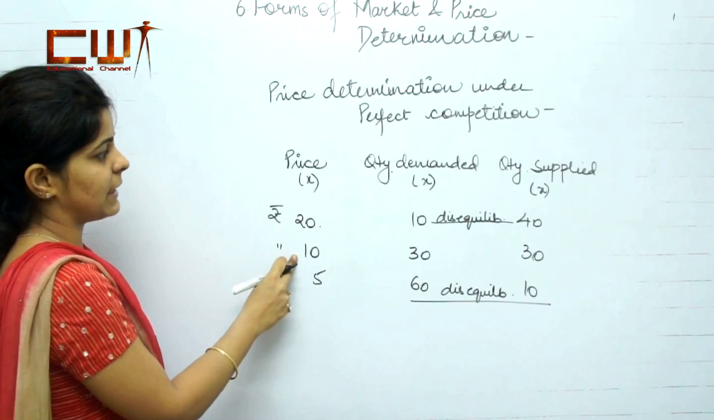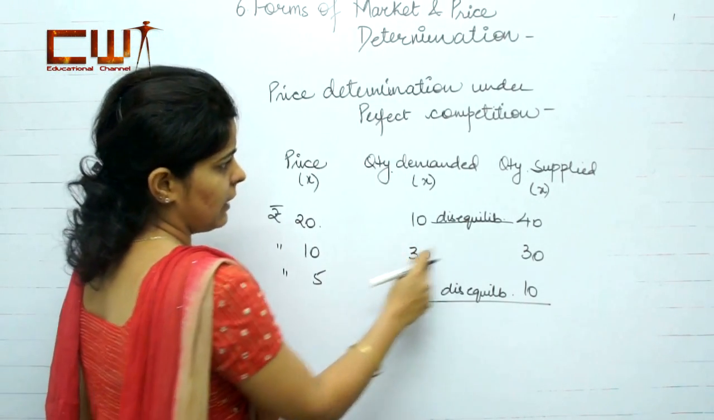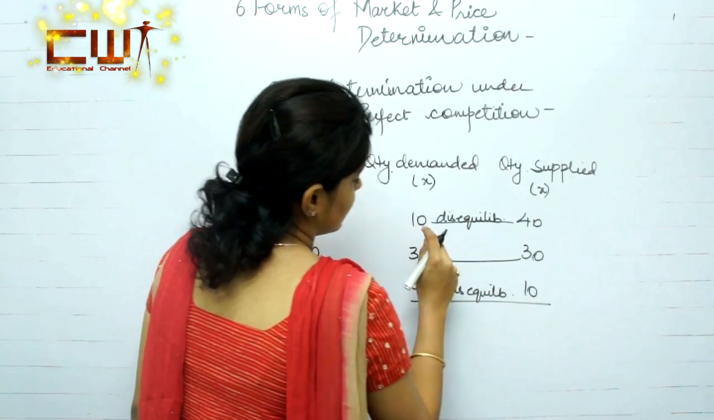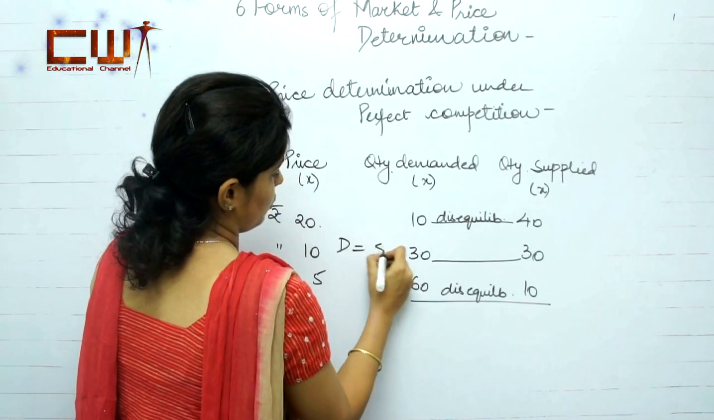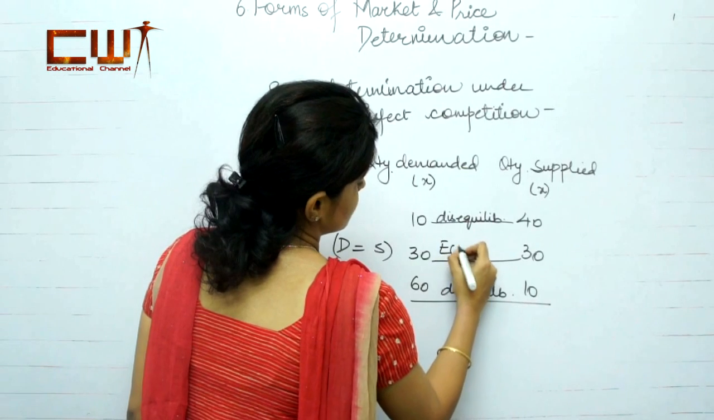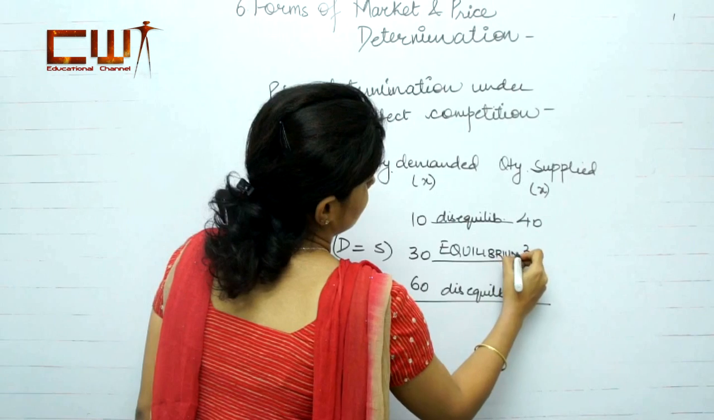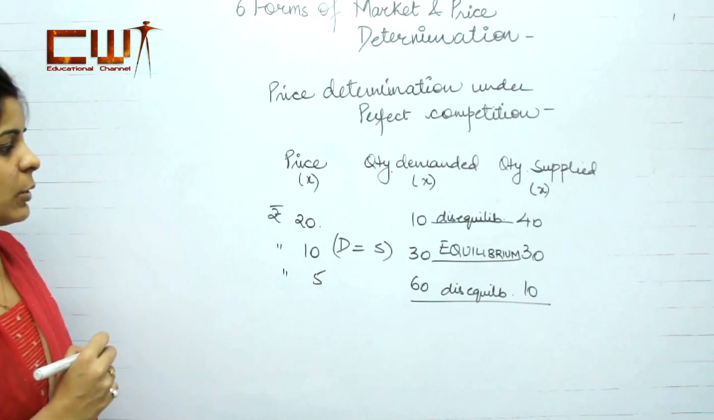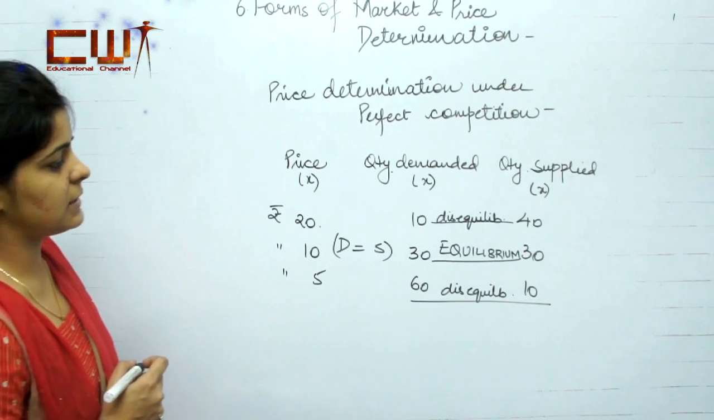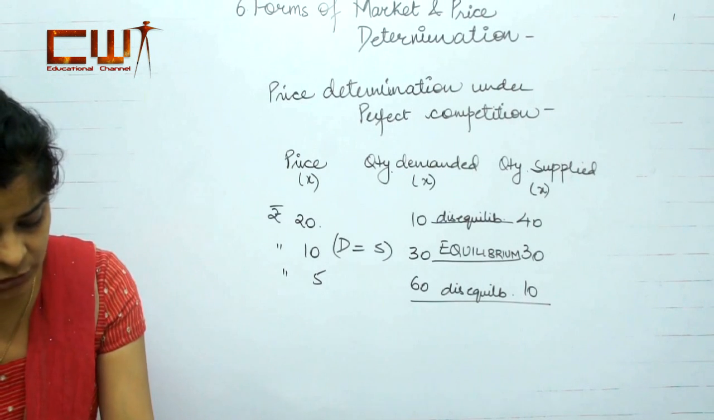Now come to rupees 10. At a price of 10, the quantity demanded is 30 and the quantity supplied is 30. At this stage, demand is equal to supply. When demand is equal to supply, that stage is known as equilibrium. So this is the price determination schedule.